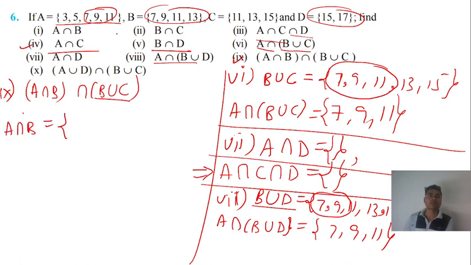A and B, what are the elements common in A and B? The elements common in A and B are 7, 9, 11. Okay, so write 7, 9, 11.